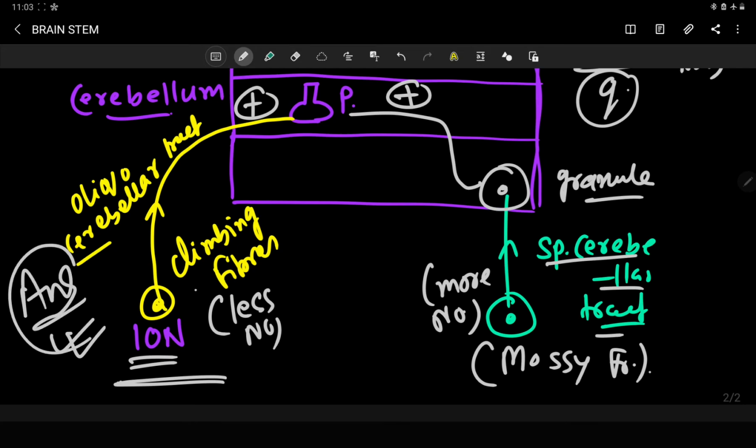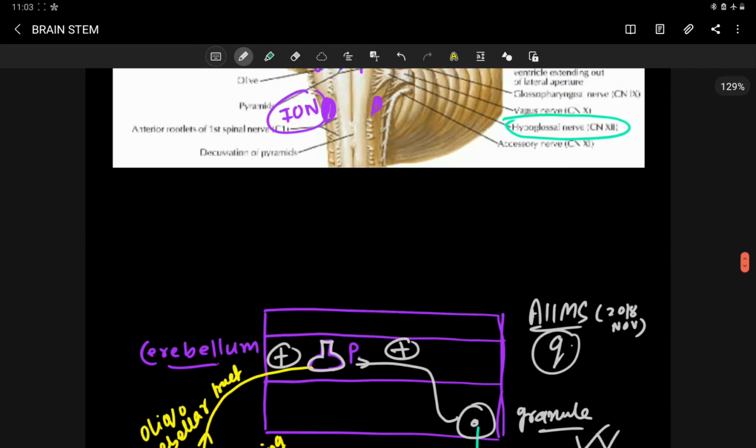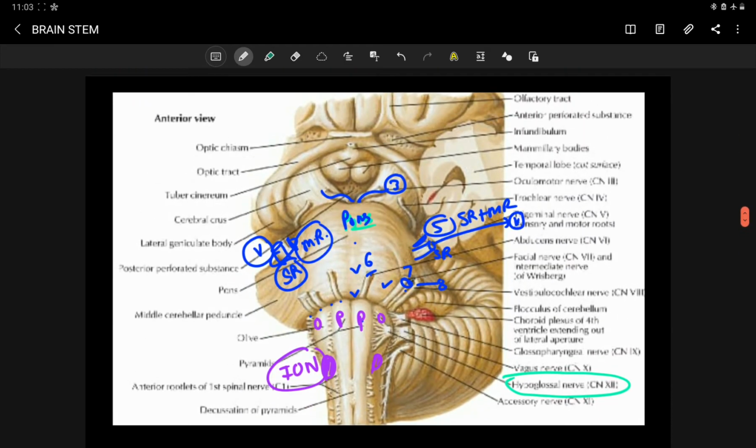This is your answer. Fibers coming from your inferior olivary nucleus give direct input to your Purkinje cell of the cerebellum, and not the mossy fibers, because a mossy fiber first stimulates your granule cell, and then the granule cell gives information to your Purkinje cell. So the answer is your inferior olivary nucleus, or olivocerebellar tract, or climbing fibers. All right, these are the basics about this.